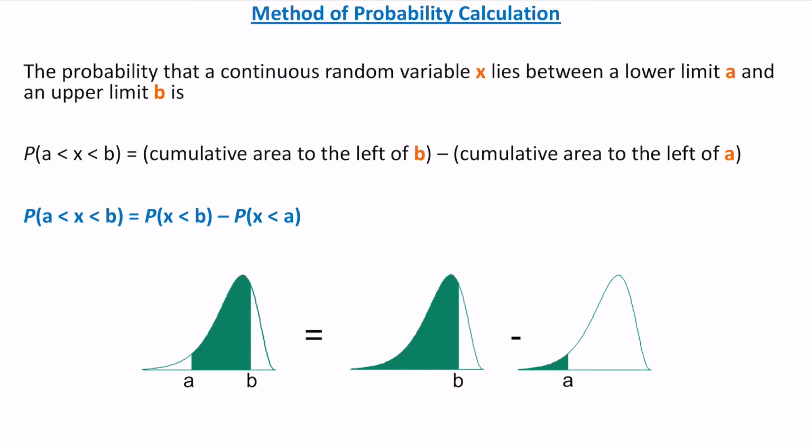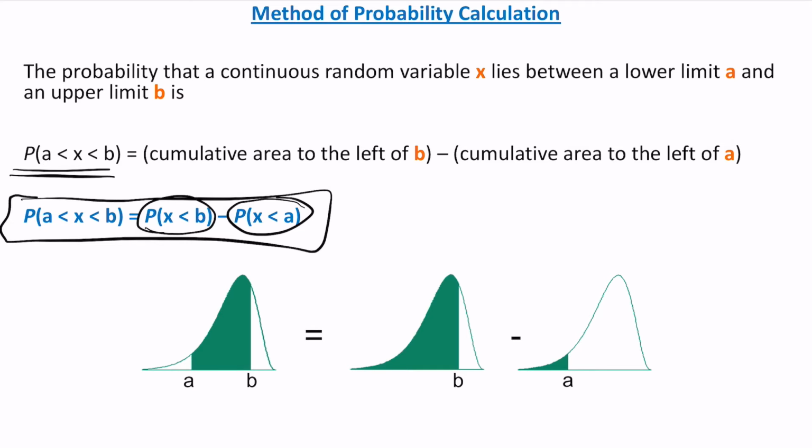Now, how do you find this in a graph? How do you calculate from the table the probability of a less than x less than b? The formula for that is P(x less than b), where b is the greater one, minus P(x less than a). Remember this formula, because we are going to use it again and again. Let me write the set of formulas that we are going to use. P(x less than a) is directly found as P(z less than some value z1). Let's call it z1.